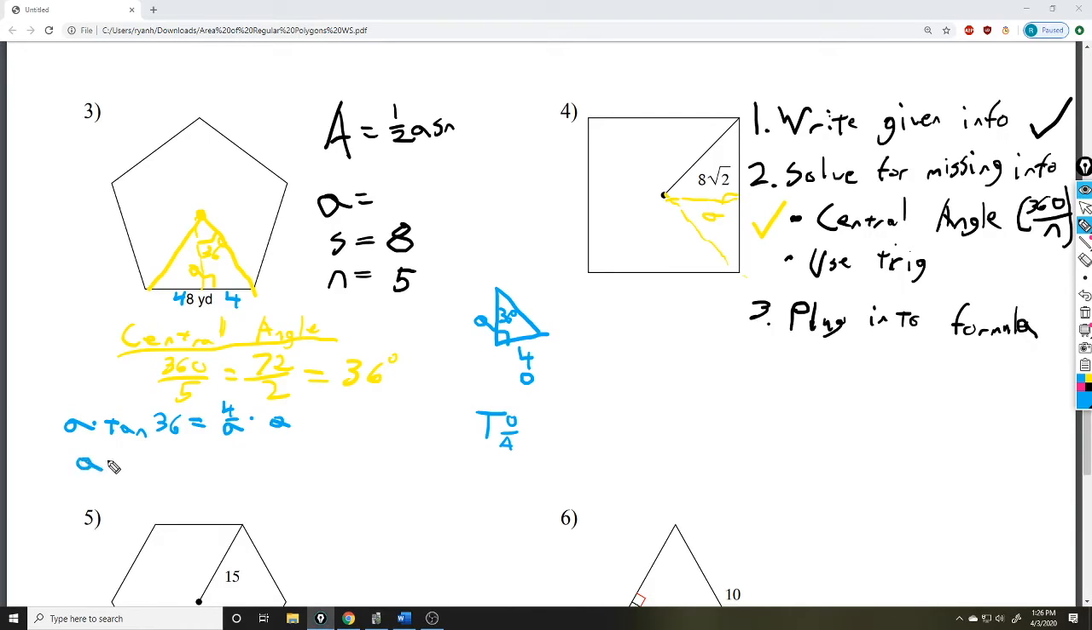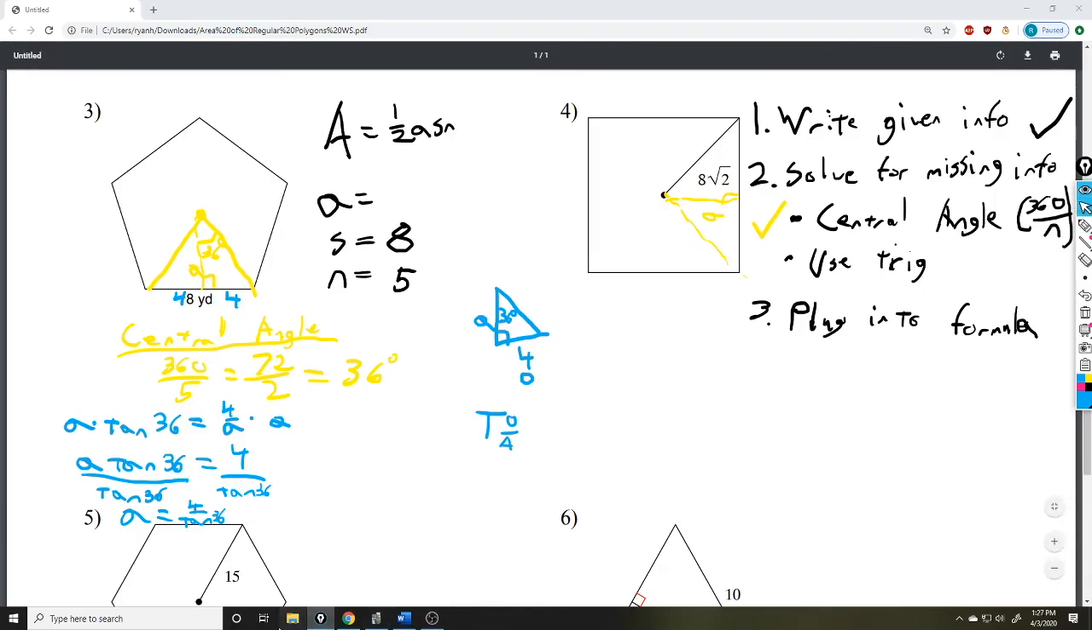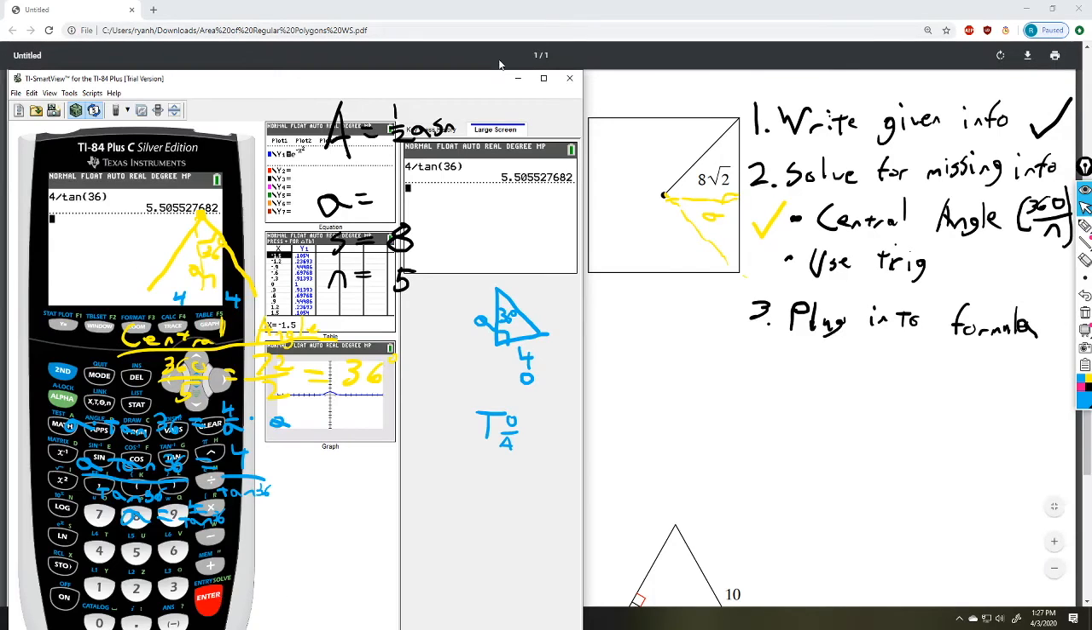Don't forget that this is all in the broader context of trying to figure out what this is, and then we'll plug it into the formula to get our answer. So we want to get rid of multiplying by dividing by tangent of 36. And then we get A equals 4 over tangent of 36. Put that in the calculator, and we get about 5.5.